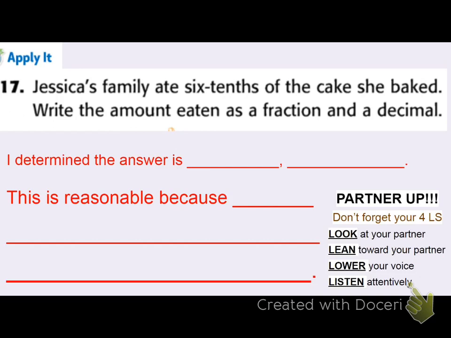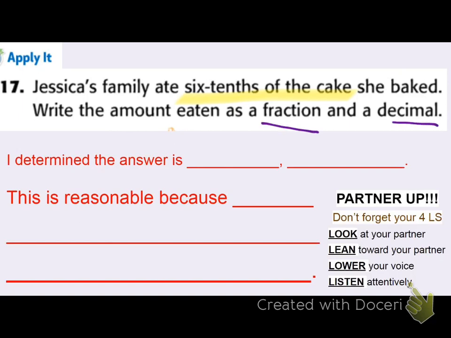Okay, now we're moving on to apply it, word problems. Jessica's family ate 6/10 of a cake she baked. Write the amount eaten as a fraction and as a decimal. Remember, our objective is to use fractions and decimals and relate them and see how they're equivalent. I explained that you'll use this in real life with cooking. Well, here it is, 6/10 of a cake, less than 1 whole. We have to deal with values that are less than 1 whole. Can we write it as a fraction and a decimal?